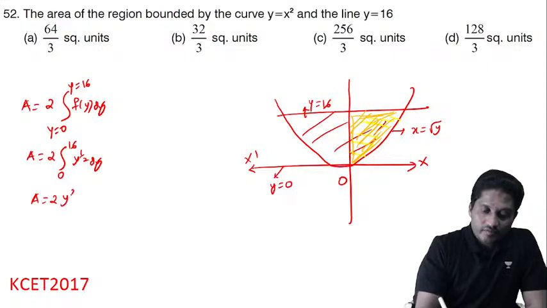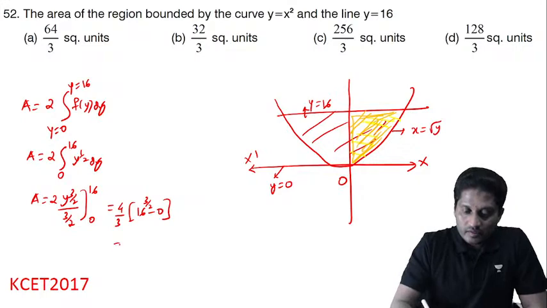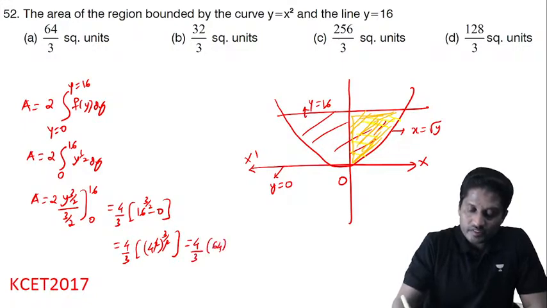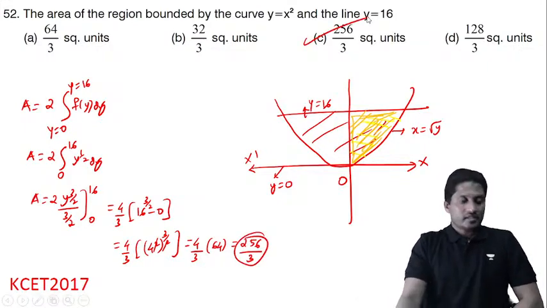Y to the power of half is y power 3 by 2 upon 3 by 2, between the limits 0 to 16. 4 by 3. Upper limit is 16 to the power of 3 by 2. Lower limit is 0. 4 upon 3, the 4 square whole power 3 by 2. Okay, I'm going to cancel this. Get 4 by 3, 4 cube is 64, right? 64 into 4 is 256. 256 by 3 square units. Answer is option C only, guys.